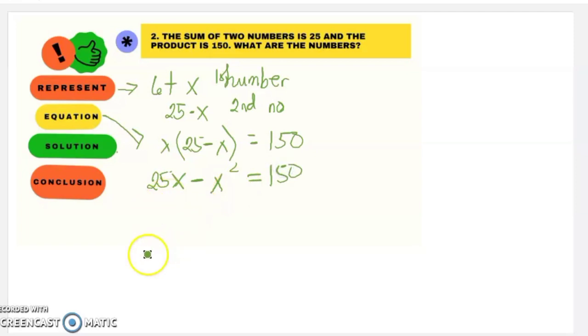So, if we are going to rewrite this in standard form, si negative x squared, ilipat ko sa kabila. So, magiging positive x squared. Tama? Ito, si 25, pag nilipat ko doon, magiging negative 25x. Okay, so since si 150 is nandito na, so positive 150 equals 0. Okay? Nasusundan ba? Oh. So, what are the factors of 150?